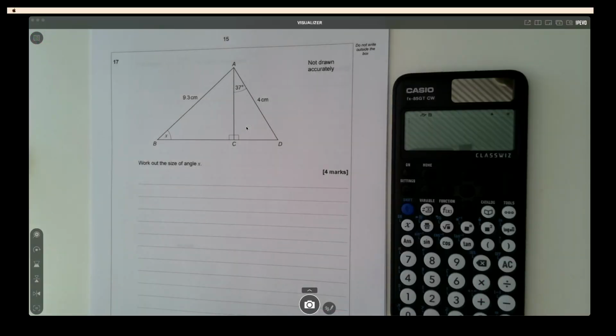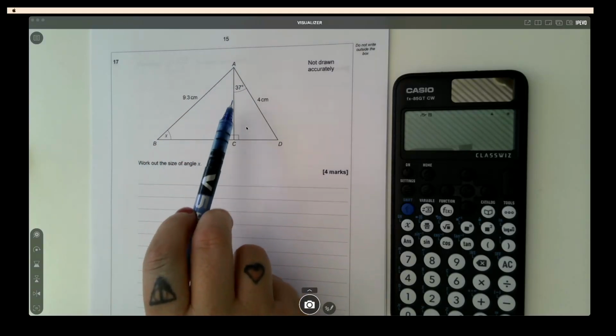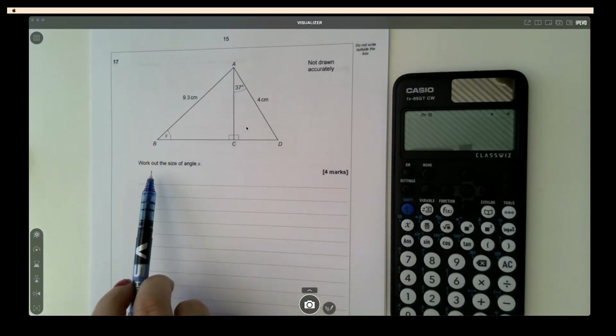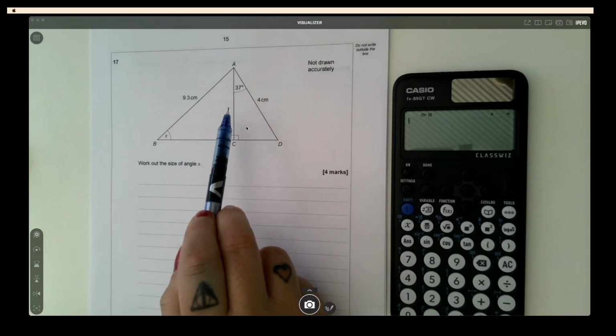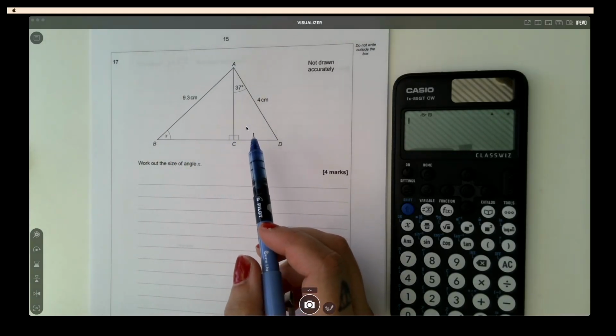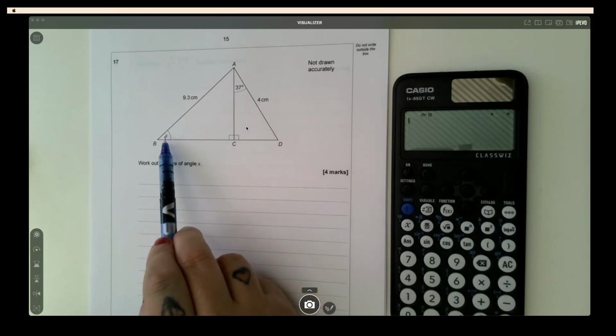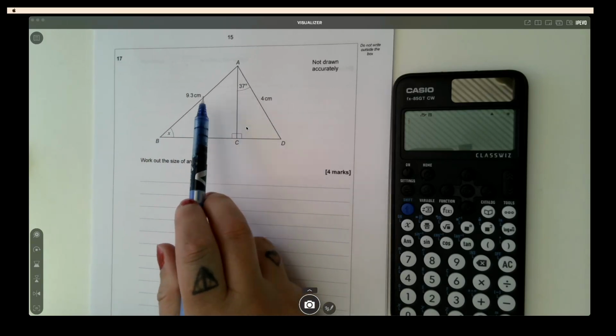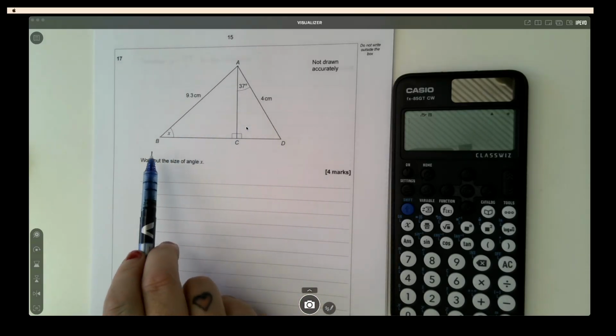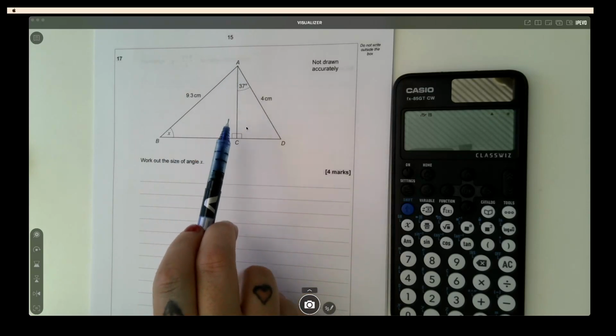Question 17. So we've got a triangle formed by two right-angled triangles. Work out the size of angle X. So this is angle X. And when I'm dealing with right-angled triangles, I'm either going to use Pythagoras or trigonometry. To find the angle X, I'm going to have to use trigonometry, but to do that, I need the value of two of the sides. So I'm going to have to either find BC or AC.